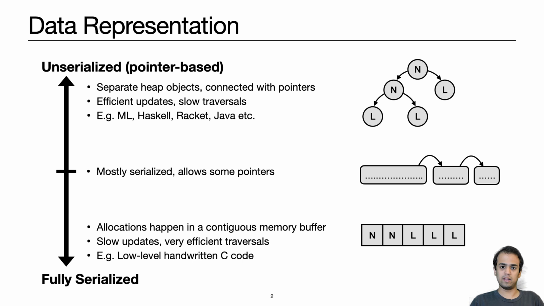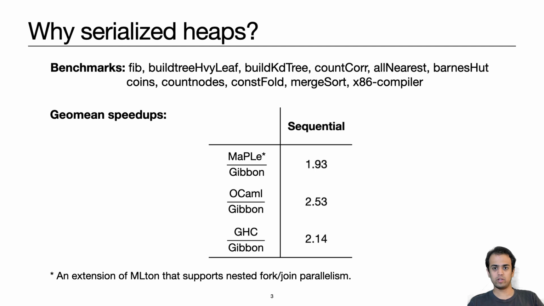So here's a table which shows the runtime performance of programs compiled using these three compilers relative to Gibbon. And Gibbon is 2 to 3 times faster than any of them for sequential performance. But it turns out that it's not just sequential performance. Serialized representations are really good for parallelism as well. And that's the main topic of this paper.